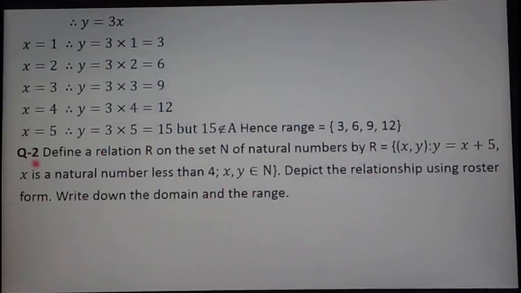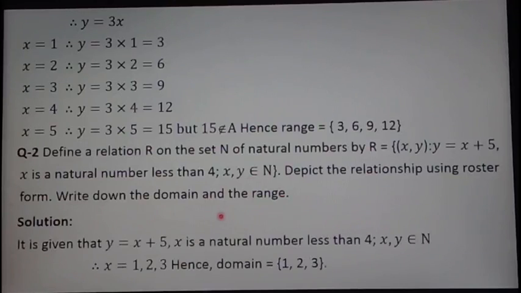Let us see question number 2. Define a relation R on the set N of natural numbers by R equal to the ordered pair (x, y) such that y equals x plus 5, x is a natural number less than 4, x, y belong to N. Depict the relationship using roster form. Write down the domain and the range. It is given that y equals x plus 5, x is a natural number less than 4. Therefore x equals 1, 2, 3, because natural numbers less than 4 are 1, 2, 3. Hence domain equals {1, 2, 3}.